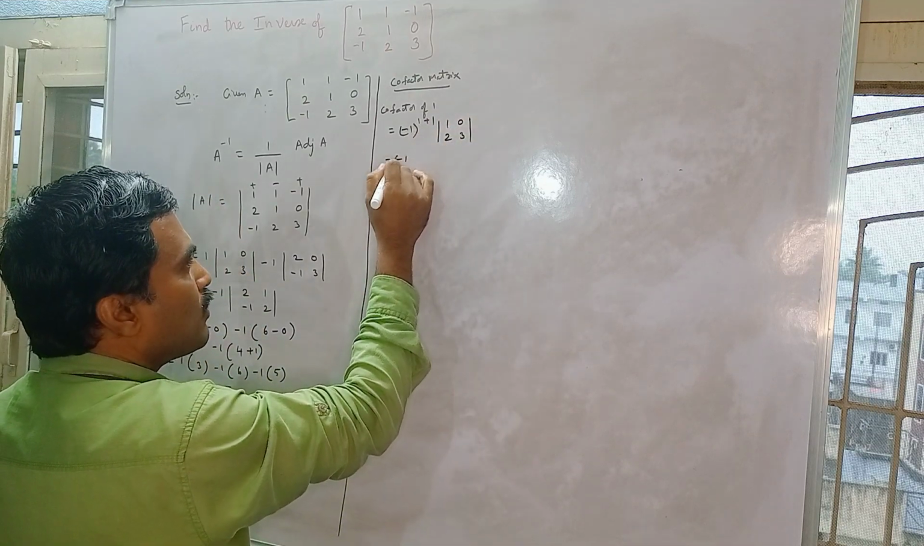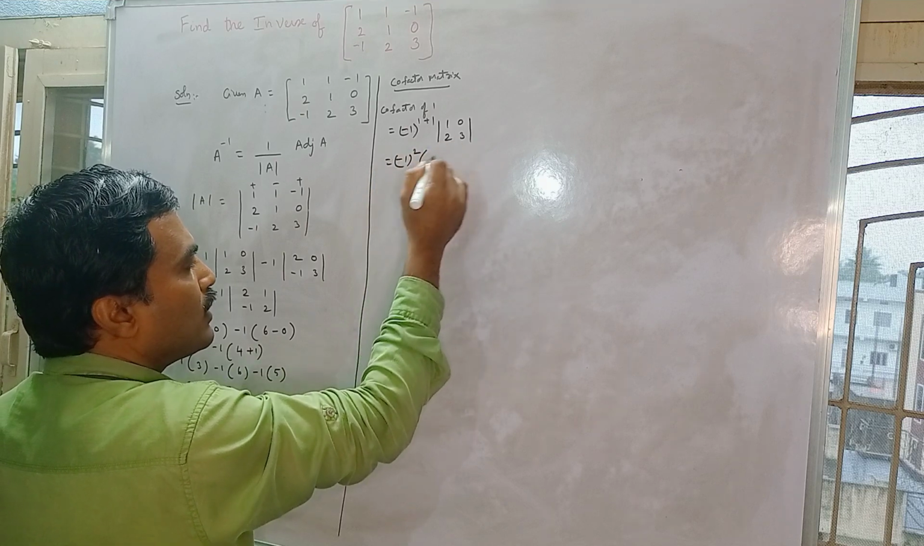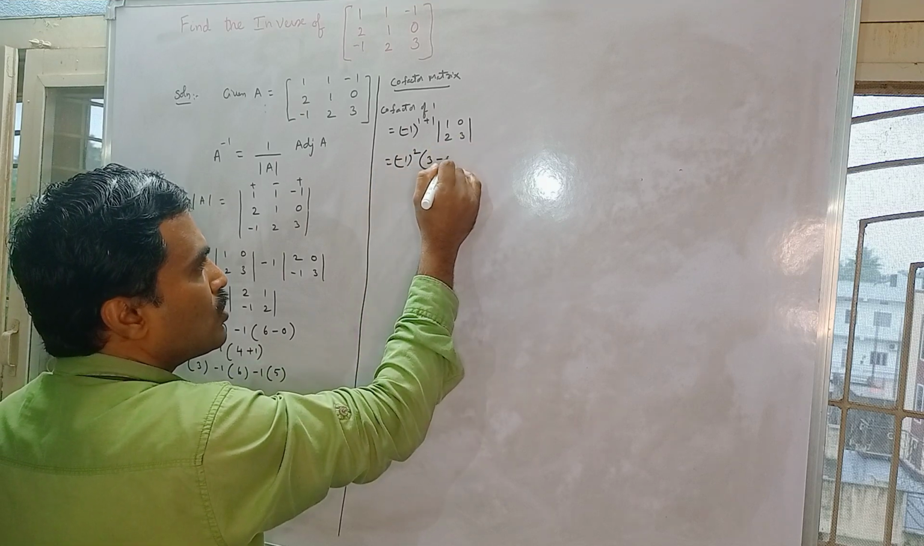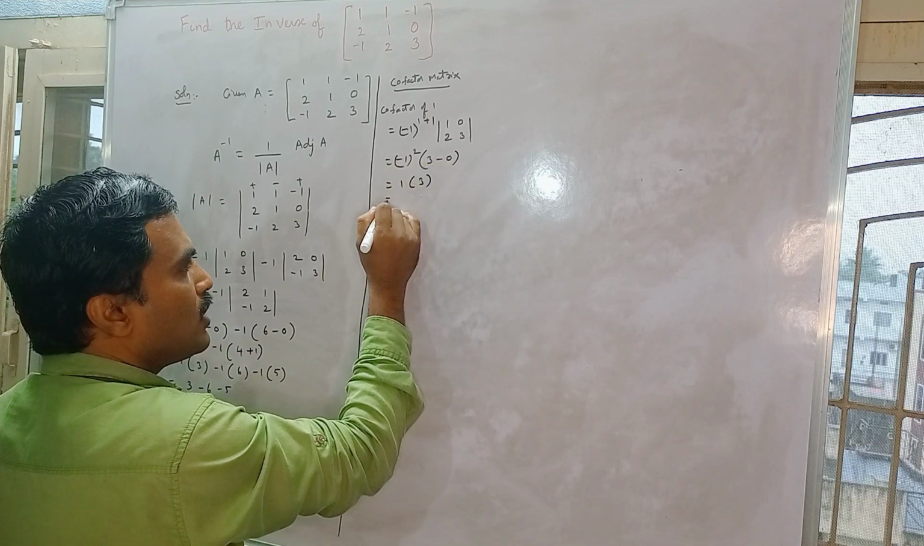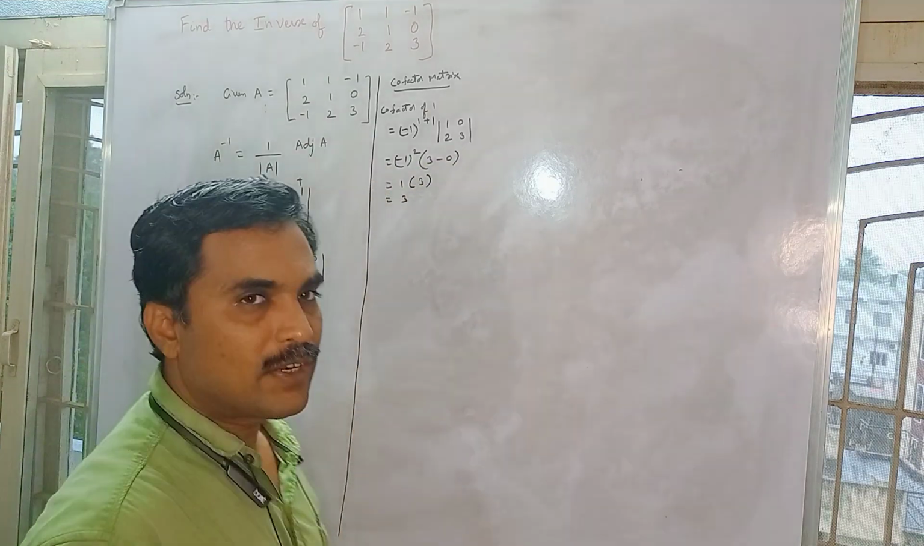So this will be (-1) power 1 plus 1 is 2. So 1 times 3 is 3, minus 2 times 0, 0. So you get (-1) squared is 1. So 3 minus 0 is 3. So that is 3. Now you got the cofactor of 1 is 3.